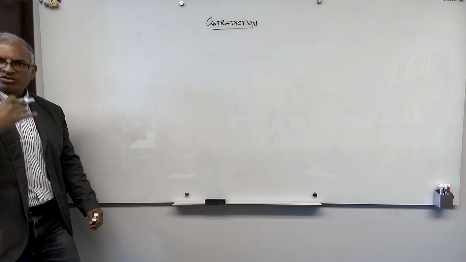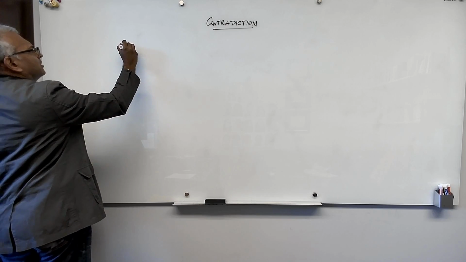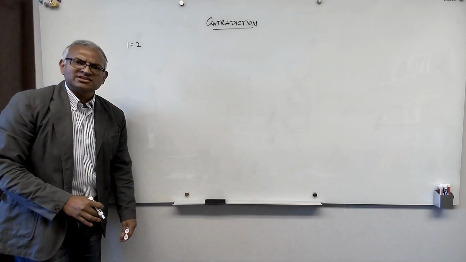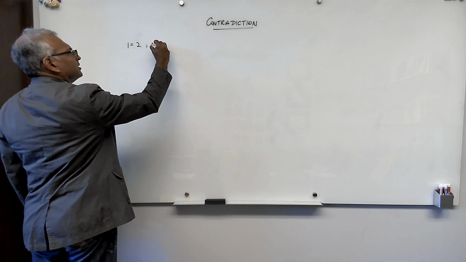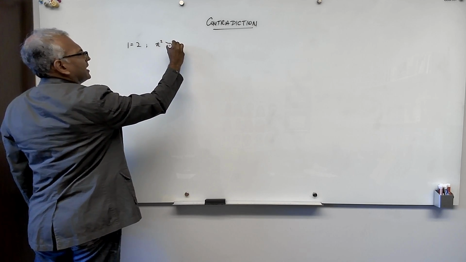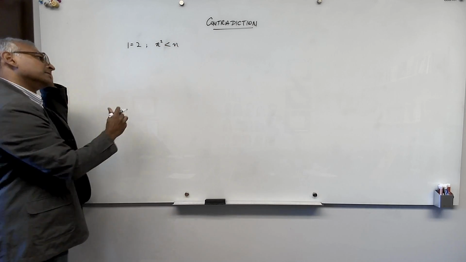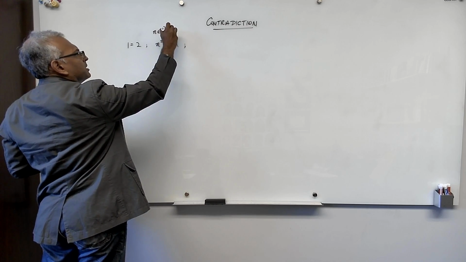Okay, let me tell you about contradictions. Here are examples of contradictions. 1 equals to nonsense. Contradiction. So contradiction is nonsense. Here's another contradiction. N squared is bigger than n. N squared is less than n. Where n is, let's say, a natural number. So n is a natural number.